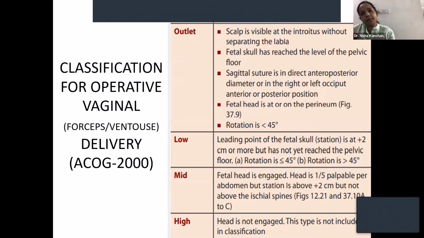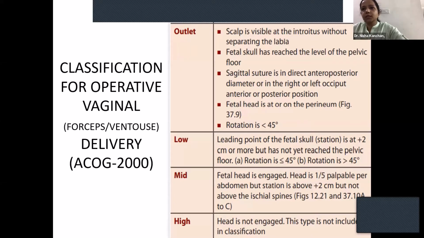So if the baby's head has reached the perineum and you apply forceps, it is called outlet. The important thing is that the skull should have reached the pelvic floor. And when you do a PV examination and feel that the head has not reached the pelvic floor, but is about 2 centimeters below the level of the ischial spine, and you're applying forceps, it is low. Mid forceps is when the fetal head is engaged. Head engaged means it has crossed 0 station, but has not come below +2. Mid forceps and high forceps are not followed anymore. So what you need to know is about outlet and low forceps. When the head is not engaged, we hardly follow.